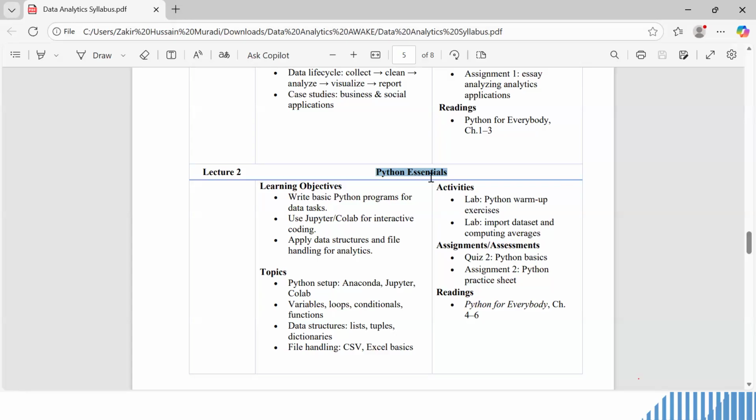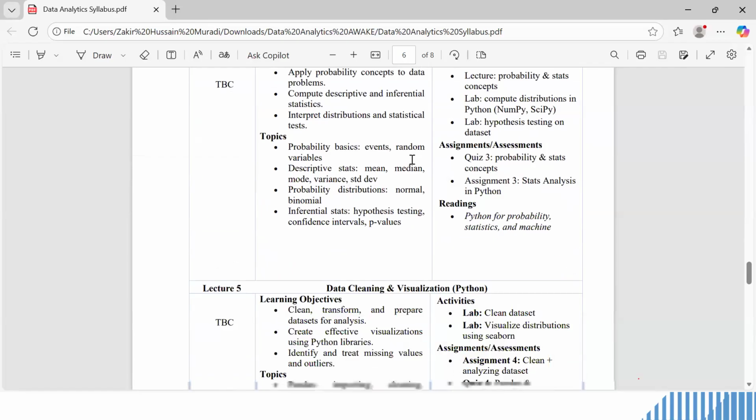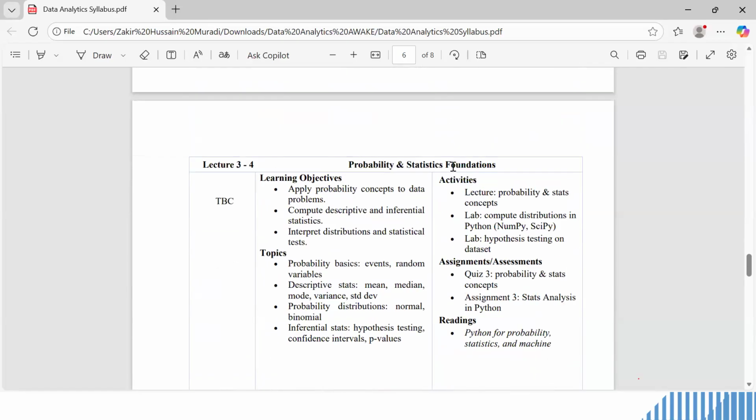Okay, so Python essentials. One day we will cover everything in Python and try to write some code, like installation, loops, conditionals, functions, lists, tuples, dictionaries. These will all be done tomorrow. Then you have probability and statistics. If you have a question, it's new for me, please just talk because I cannot see if you are typing, as I have shared my screen.